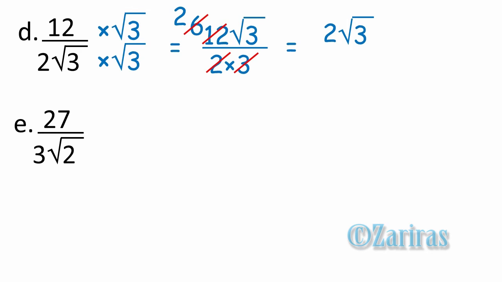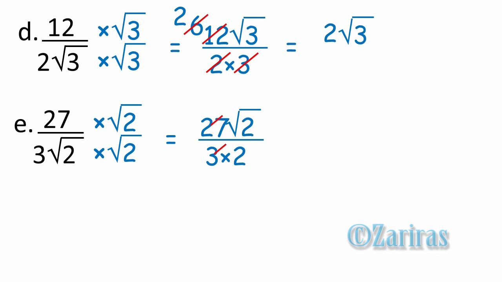So next we have 27 over 3 root 2. We have to just multiply by root 2 up and down. So in the numerator we get 27 root 2, and in the denominator 3 into 2. So 27 and 3 we could just cancel off. So we get 9. Next we can't do anything. So 9 root 2 over 2 is the answer.